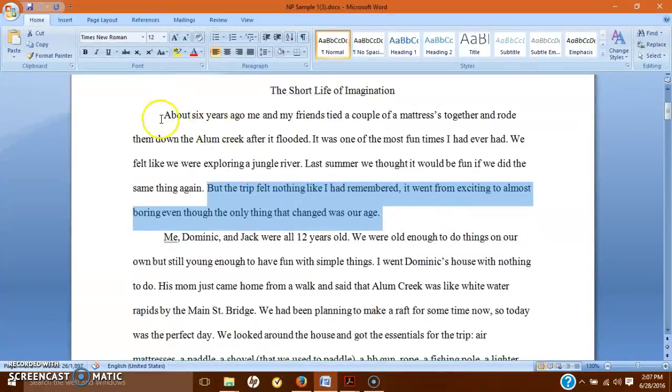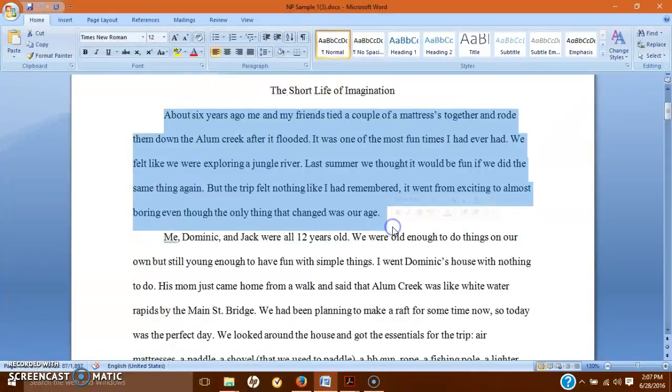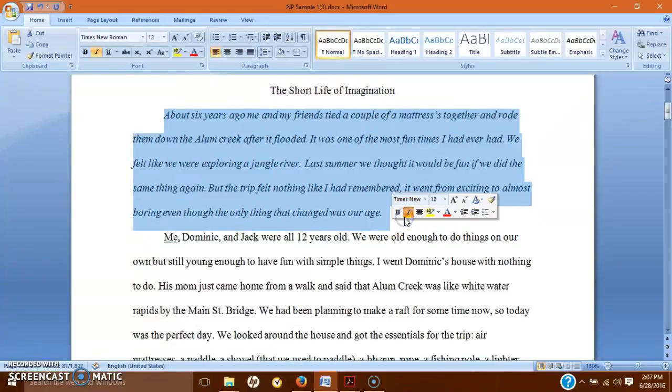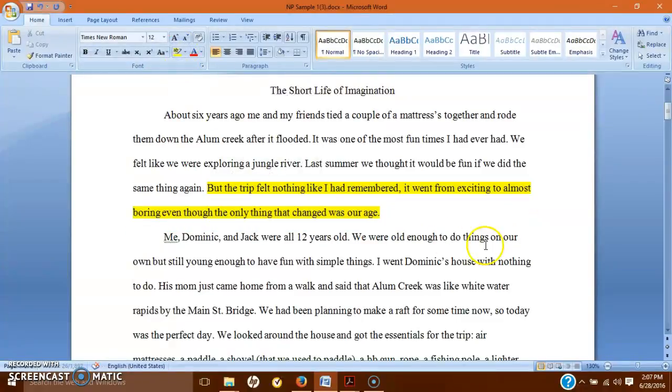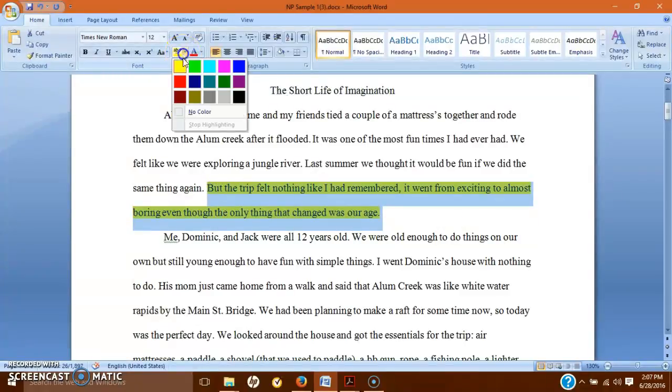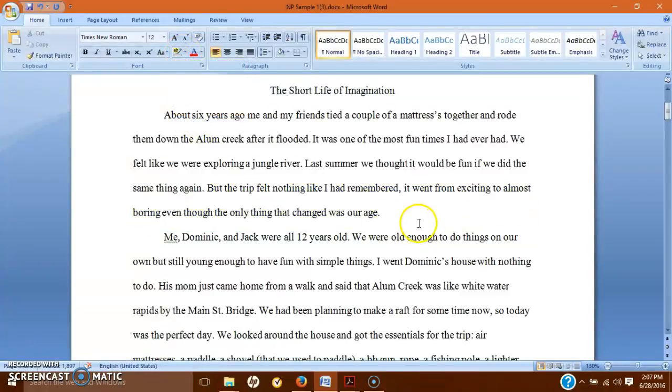Okay? So here in our sample paper, this is the introduction, and this sentence here, which again, you do not need to do this for your paper, but this one here is I would say the thesis statement or the theme sentence. The reason why, I'll go ahead and read it: the trip felt nothing like I had remembered. It went from exciting to almost boring, even though the only thing that changed was our age.